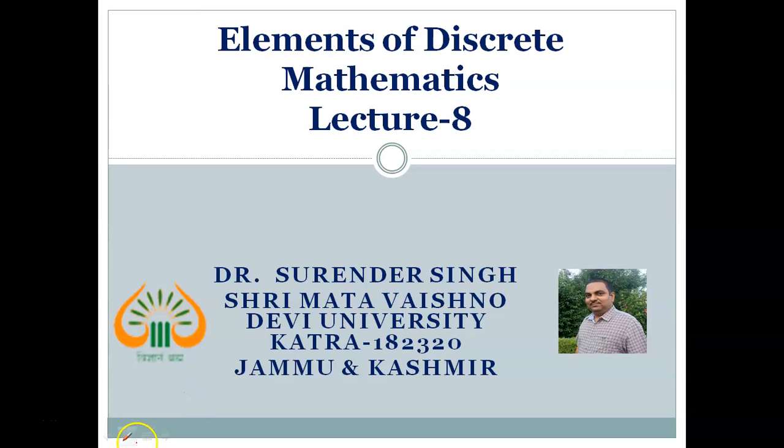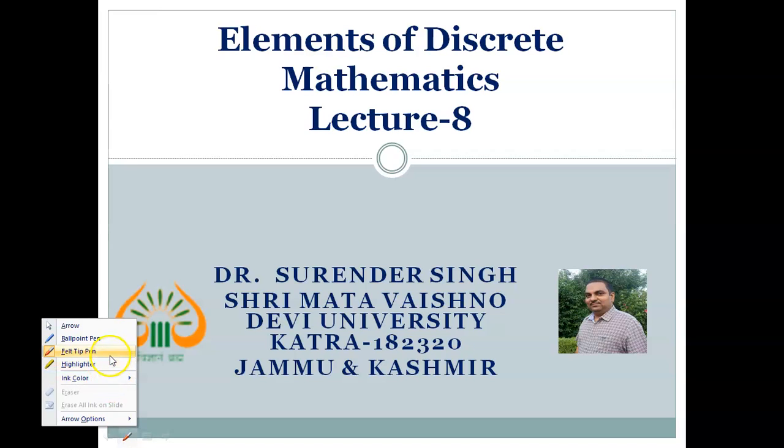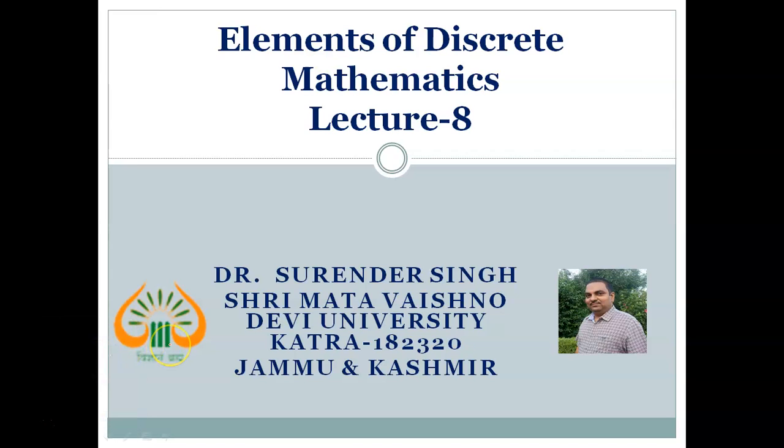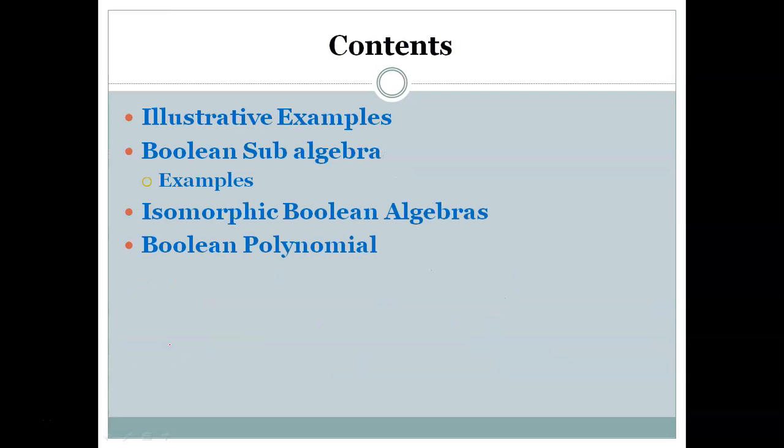Hello students, in lecture 8 of your course Elements of Discrete Mathematics, here first we shall discuss certain illustrative examples, the definition of Boolean subalgebra, examples related to subalgebra, then the definition of isomorphic Boolean algebras, and the definition of Boolean polynomial.